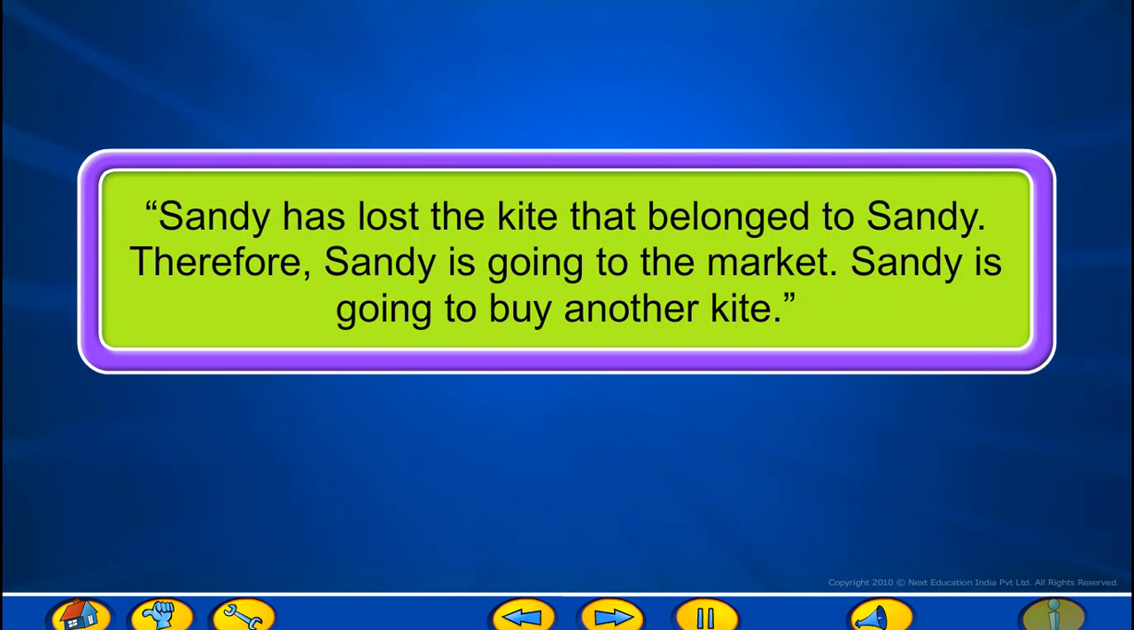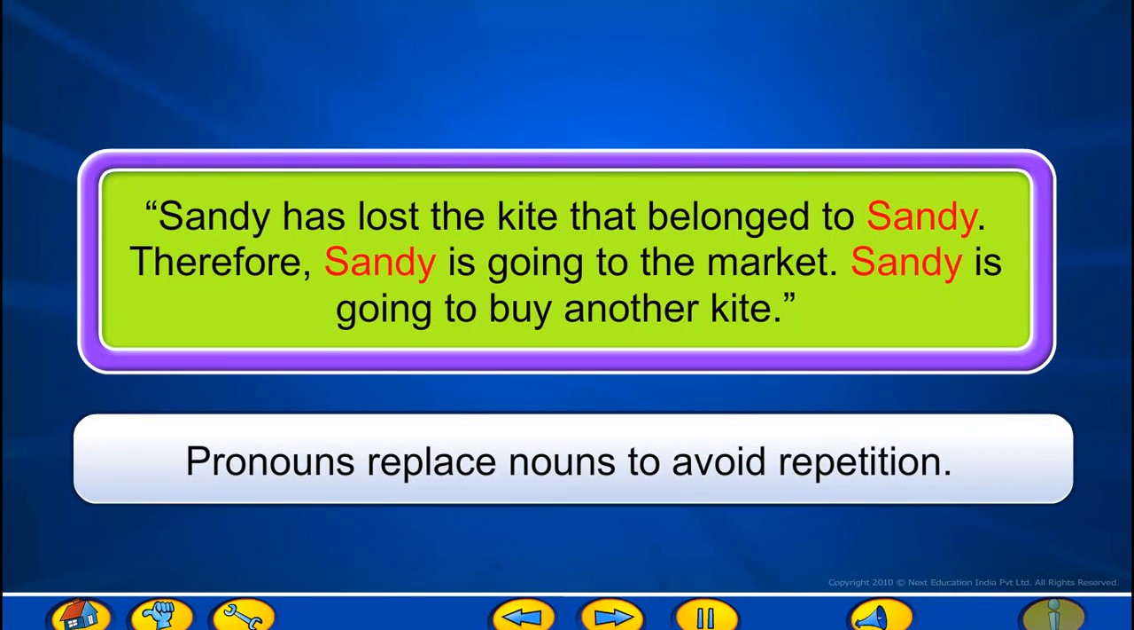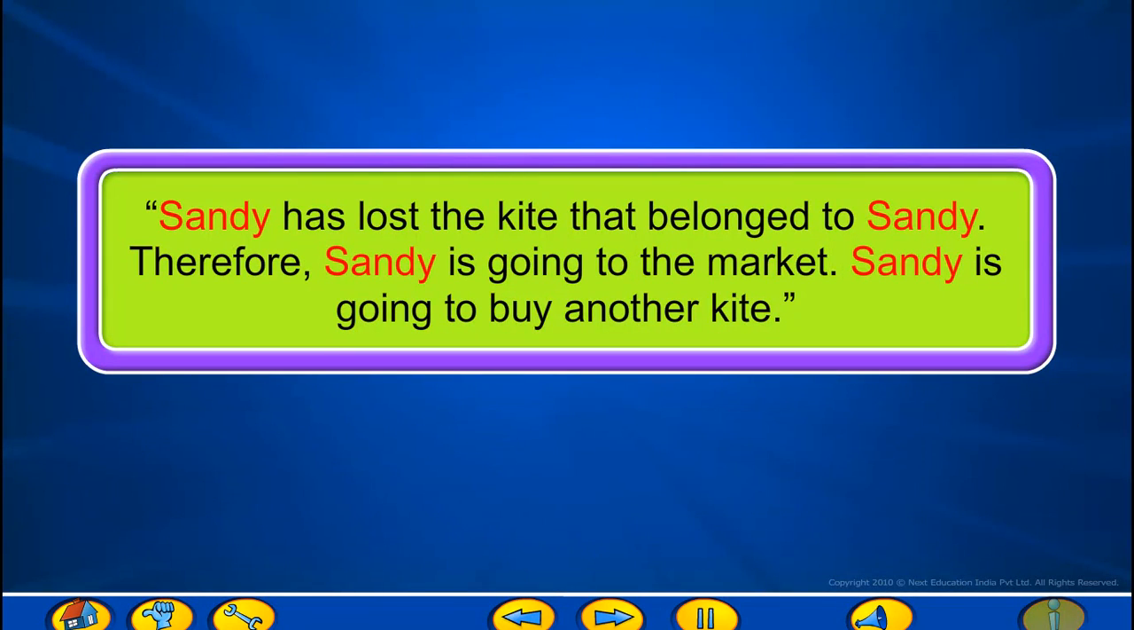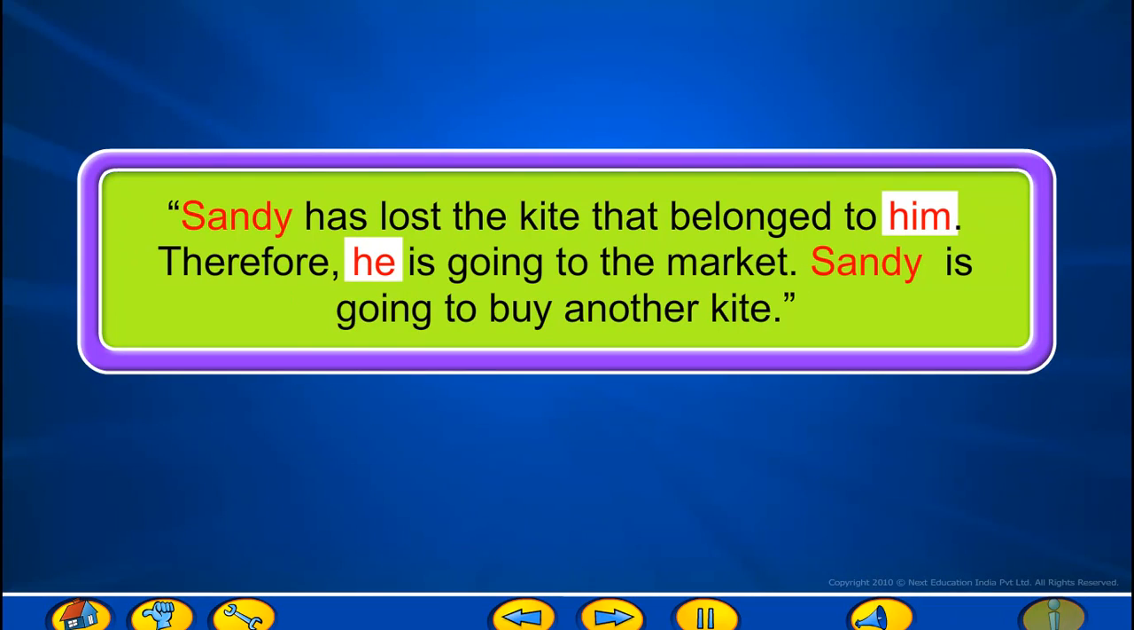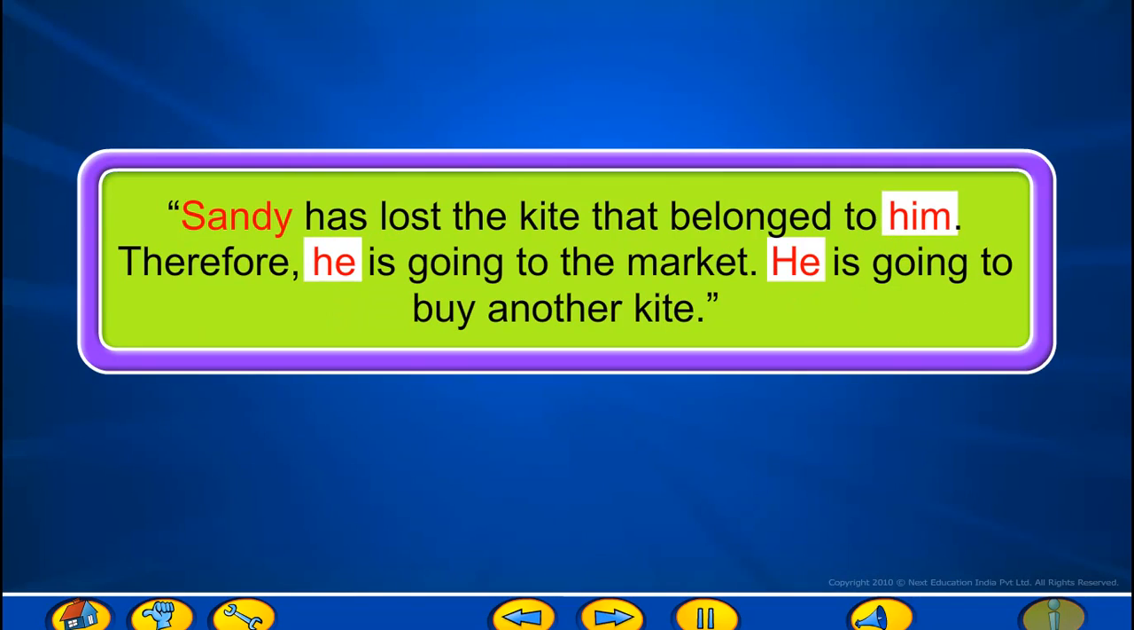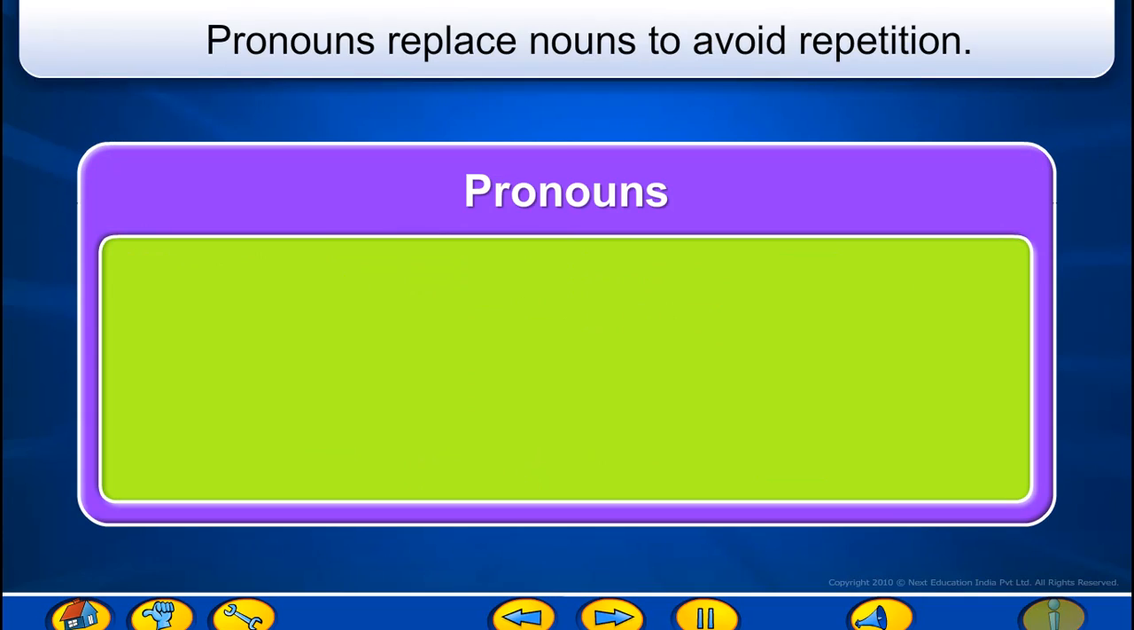Well, once we have established the boy's, that is, Sandy's identity, instead of repeating it again, we can replace the noun Sandy with the pronoun. Hence we can say, Sandy has lost the kite that belonged to him. Therefore, he is going to the market. He is going to buy another kite. Pronouns replace nouns to avoid repetition.